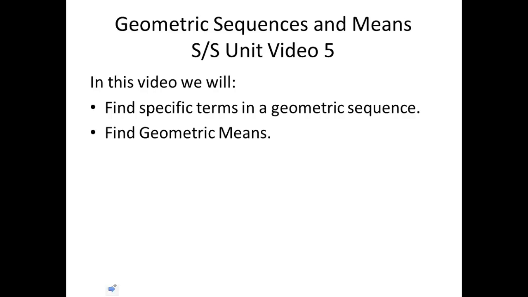So let's get started. Alright, so here we have a sequence, 24, 6, 3 halves, 3 eighths, and we have to find the 10th term in this sequence. So what we're going to do to start is write our explicit. That's very important. To find any term, we want to start with our explicit.